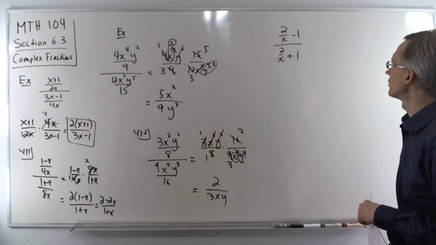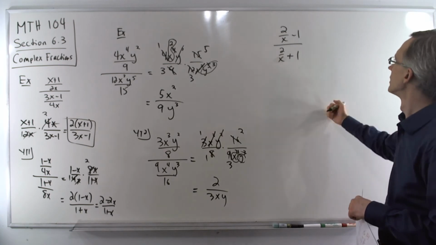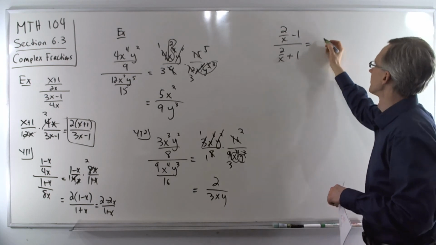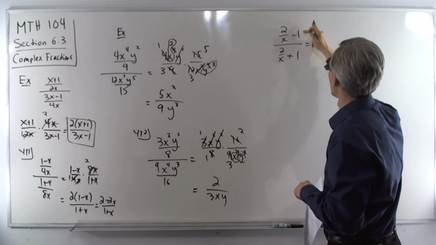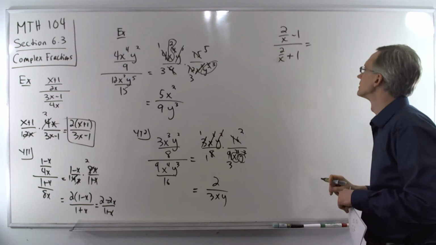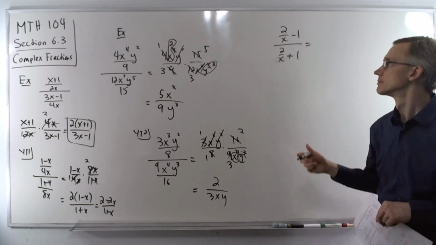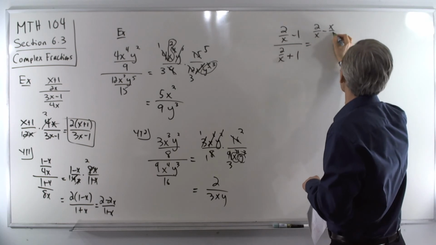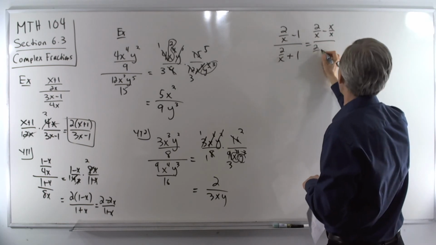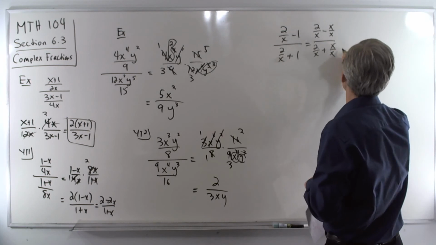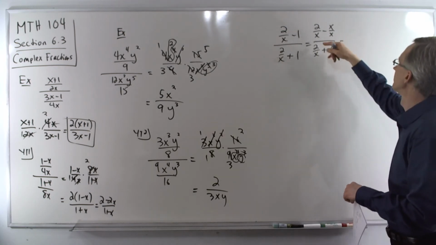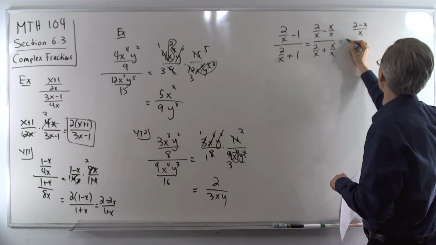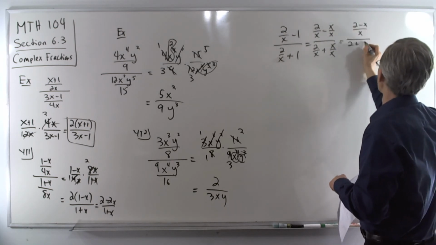So we're going to have to turn these into single fractions. So that means combining these by finding a common denominator. So the denominator is x, so we're going to have to write 1 with the denominator of x. So what's that? Well, it's x over x, because anything divided by itself is 1. So we get 2 over x minus x over x. And here 2 over x plus x over x. All right, now we can combine them. So the top turns into 2 minus x over x, and the bottom turns into 2 plus x over x.